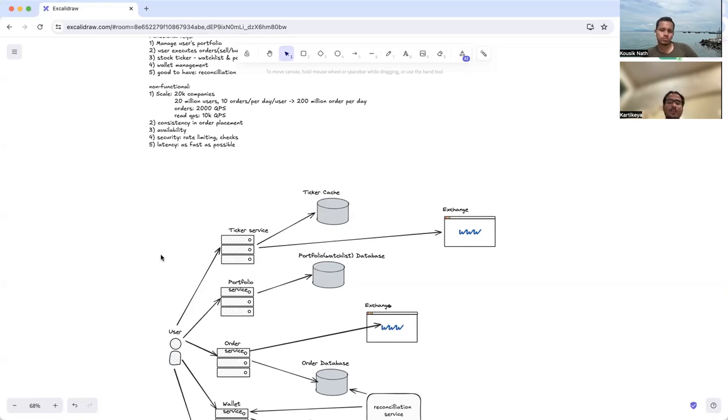In server-sent events, the user hits a particular API of the ticker service, and that connection is kept alive.